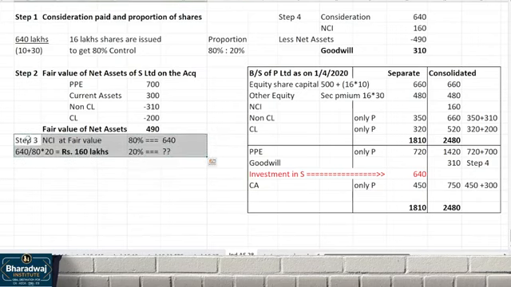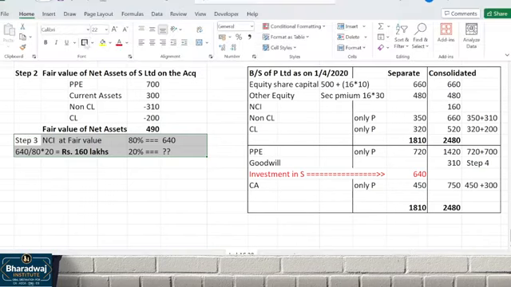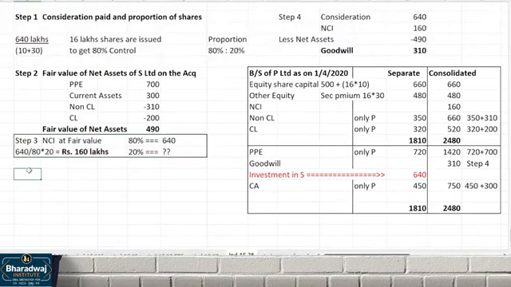See, if journal entry is asked in the exam, it is very simple. How to work out the journal entry? Separate balance sheet is very simple. Investment account debit 640 to equity share capital and securities premium. Over.